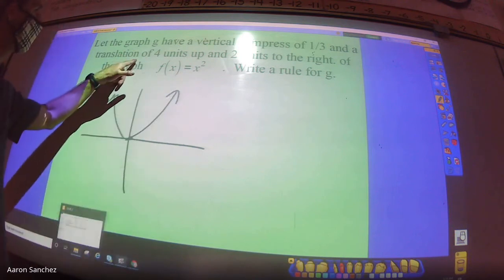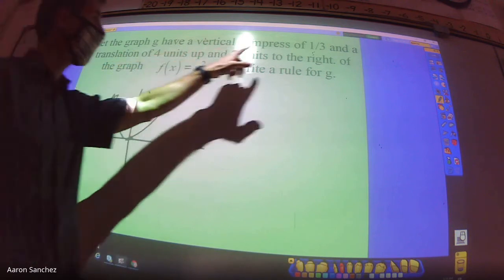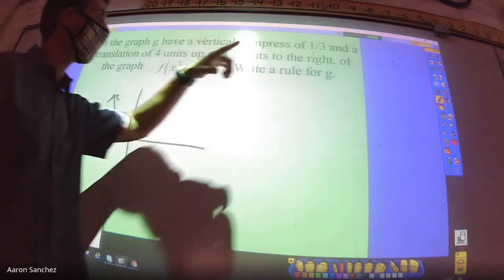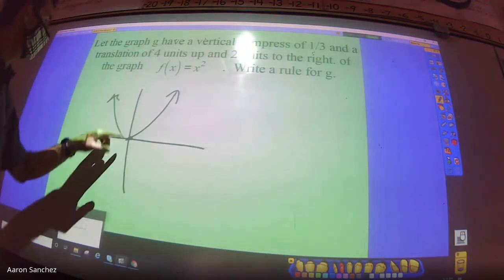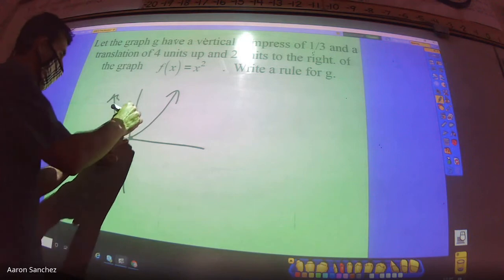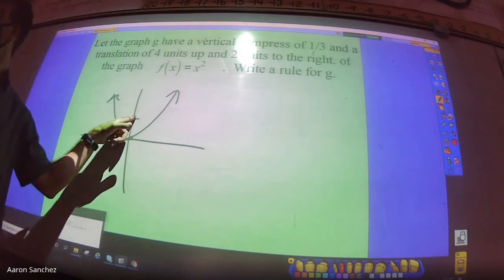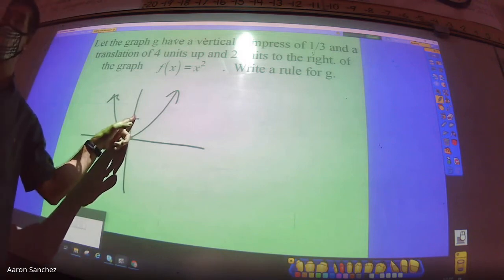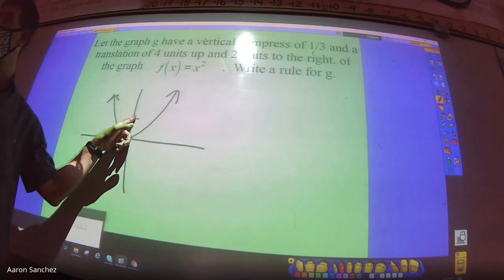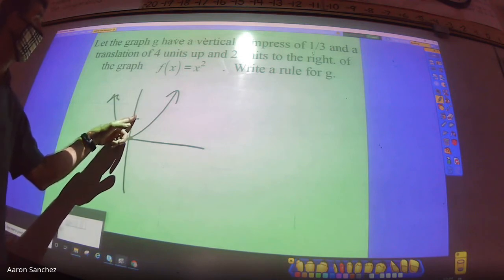What's it asking me to do? Well, it wants me to compress it by 1/3. Okay, whatever, I'm going to ignore that for a second. And a translation of 4 units up, so it's going to go up 4, right? What does that affect if I go 4 units up? What parameter is that? K. So I have to add 4 to my k, right? You guys see that? And 2 units to the right.